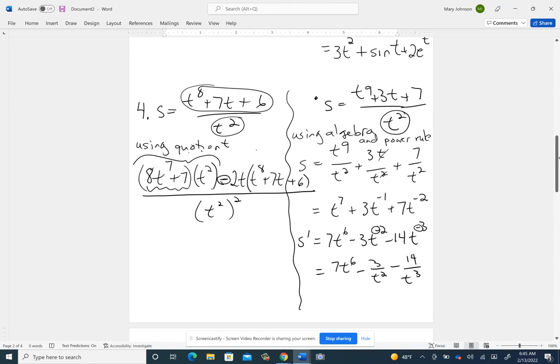All right, now we wind up then simplifying. So we'll distribute the t squared and get 8t to the 9th plus 7t squared minus 2t to the 9th minus 14t squared minus 12t, and then all of that's over t to the fourth. Okay.